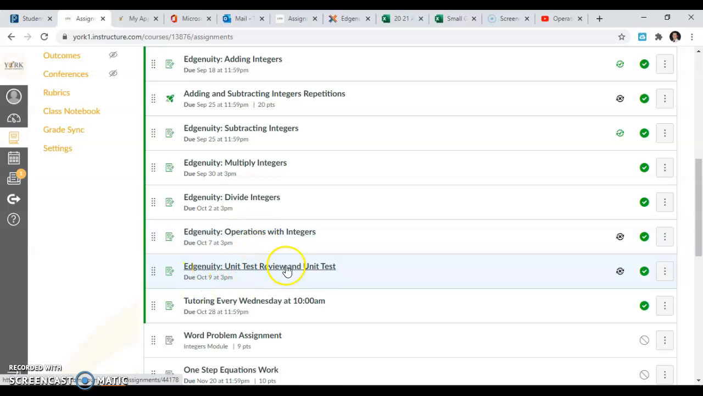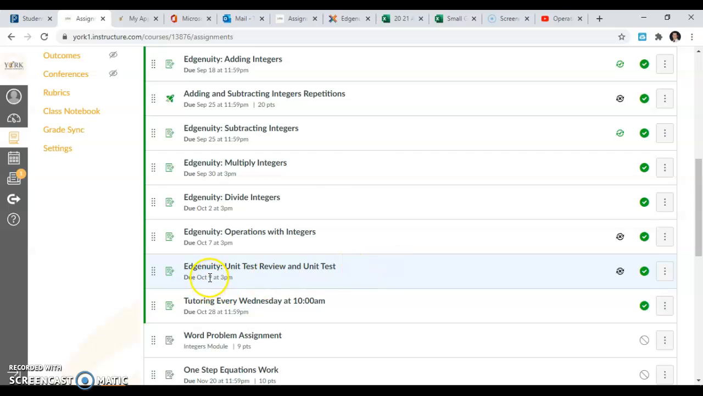Then you'll take a unit test review, and what you need to do is you should write down any questions you have. You should take pictures and talk with Mr. Kerr about those questions you have, because once you start the actual unit test after the review, you can't get help on the unit test. So do make sure that you understand things as well as possible when you do the unit test review.